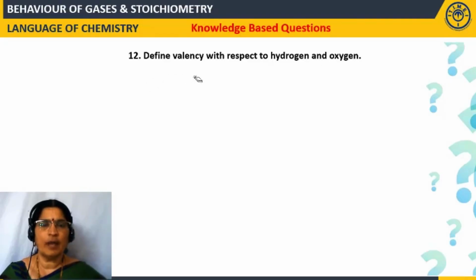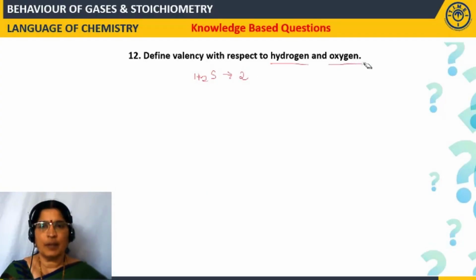So how do you define valency with respect to hydrogen? It's nothing but the number of hydrogen atoms with which one atom of an element can combine. Suppose hydrogen sulfide: one atom of sulfur combines with two atoms of hydrogen. So valency of sulfur is 2.